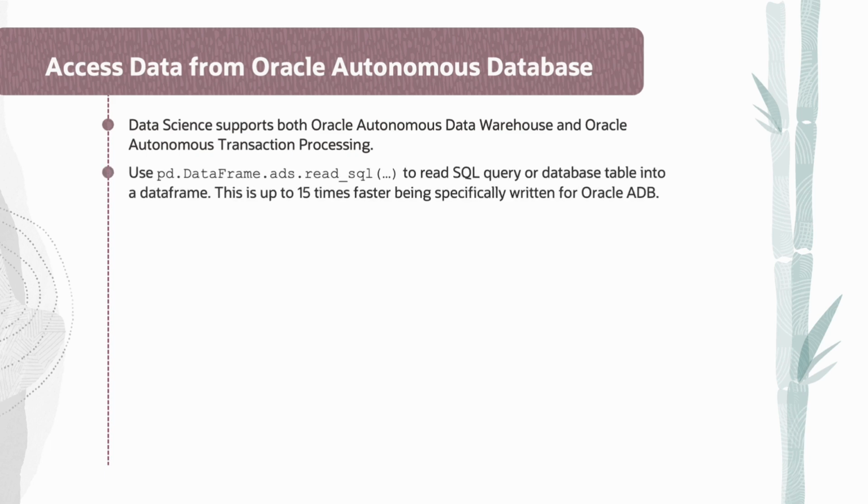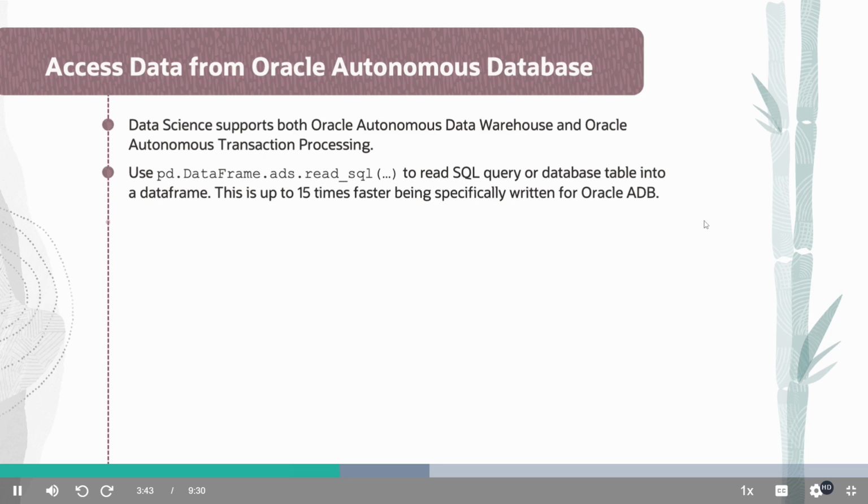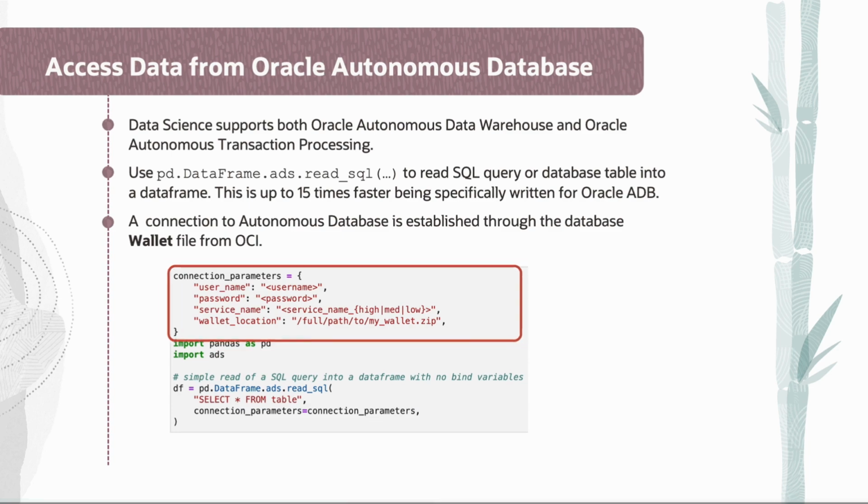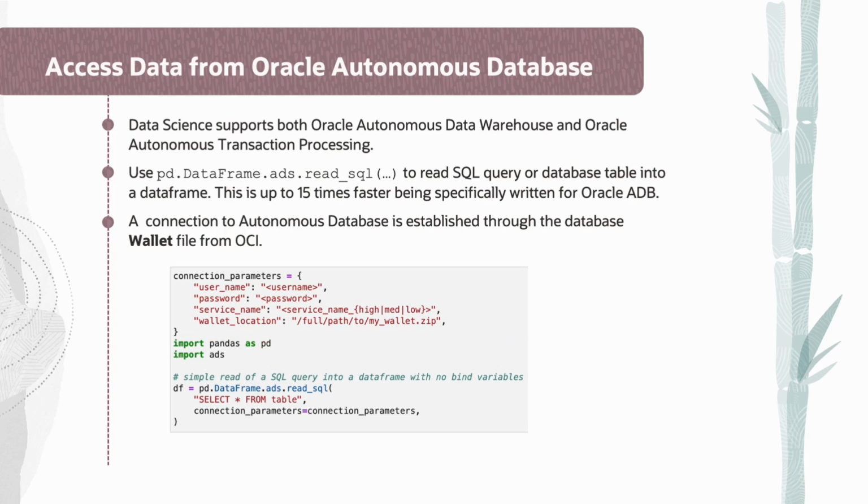You can use the ADS-provided alternative function, ads.read_sql, which is 15 times faster than the generic Pandas read_sql function. The reason is that it bypasses the ORM and is written to take advantage of being very specific to the Oracle Autonomous Databases. If you're using a database wallet file, you need to define the connection parameters along with the wallet location as shown here. You can then proceed to read a SQL query with the help of the ads.read_sql method as shown here.